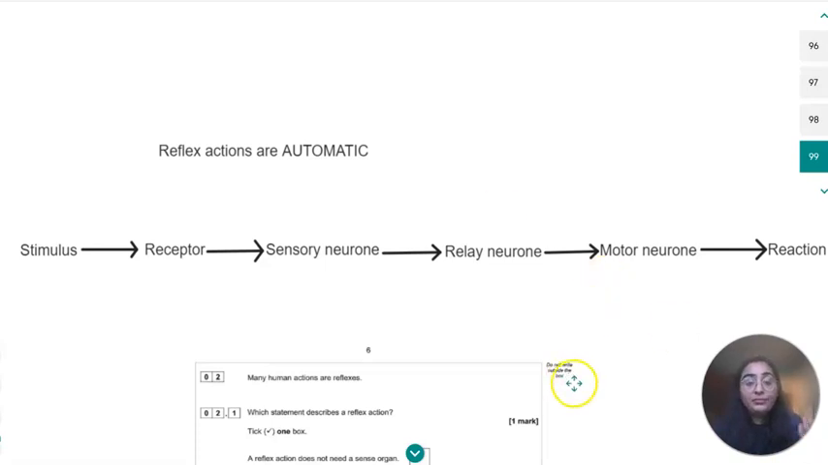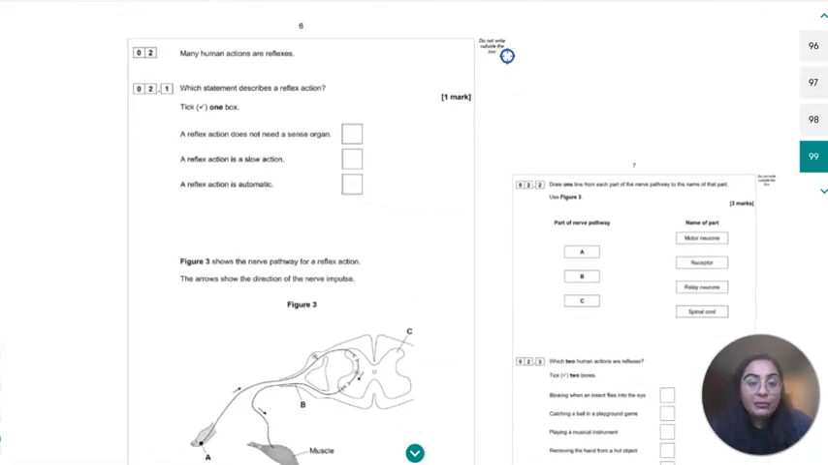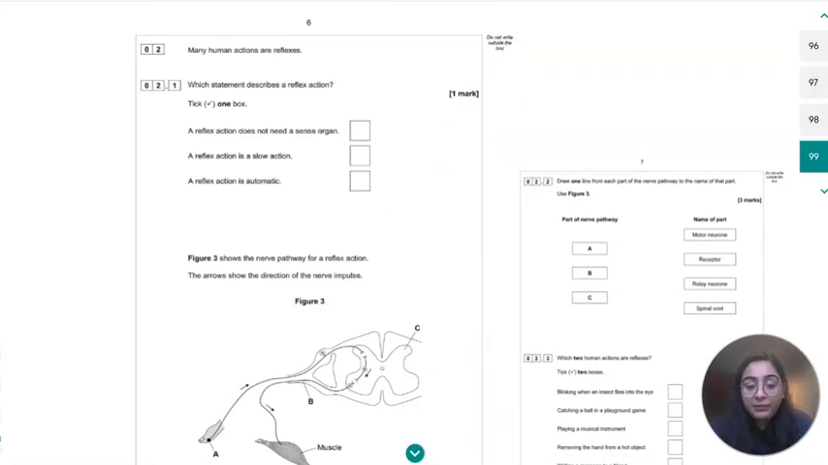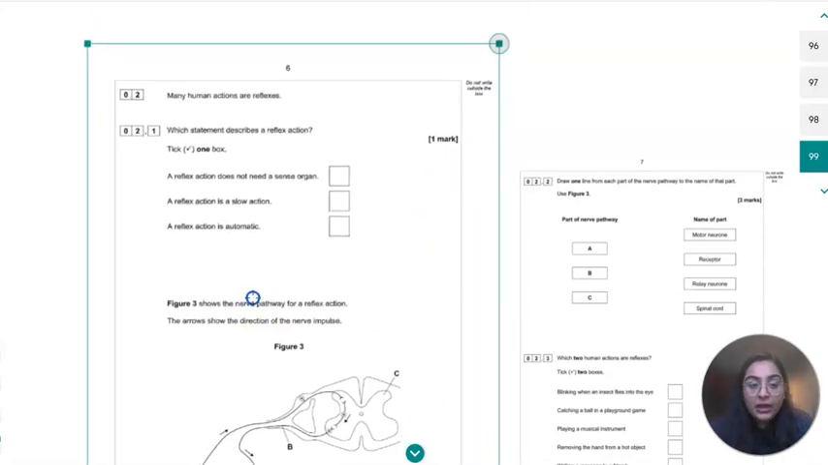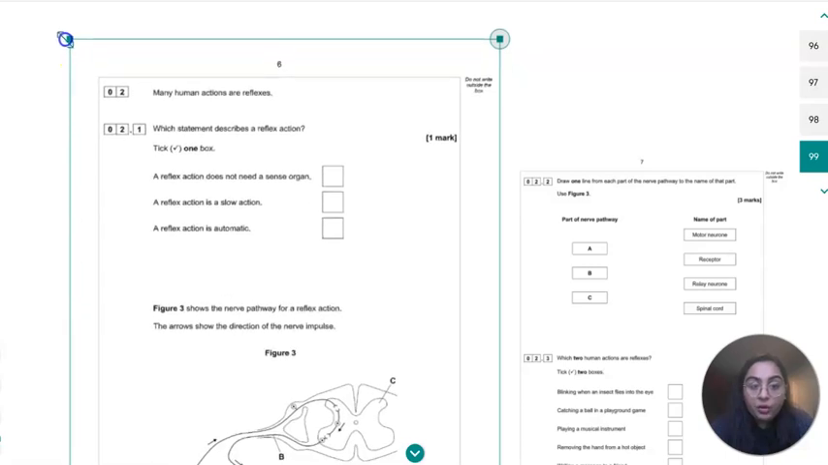So how will you get asked about this in an exam scenario? I've got some exam questions here. So let's look at this one first of all. Many human actions are reflexes. Which statement describes a reflex action? I know that we've already spoken about this, but let's talk about the two that it's not.